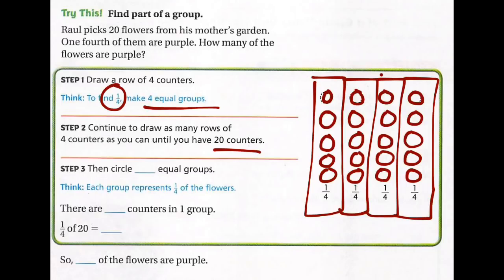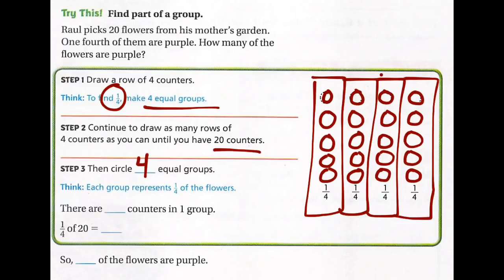So, now we need to circle the 4 equal groups. So I put a box around them already. And each group represents 1/4 of the flowers. How many counters are in one group?